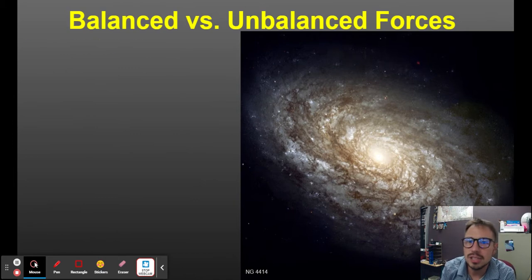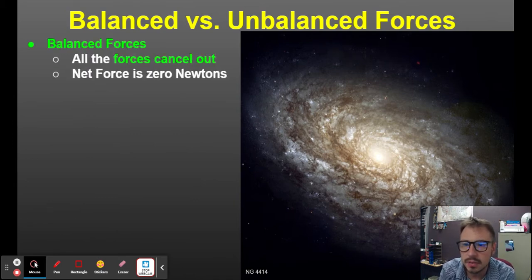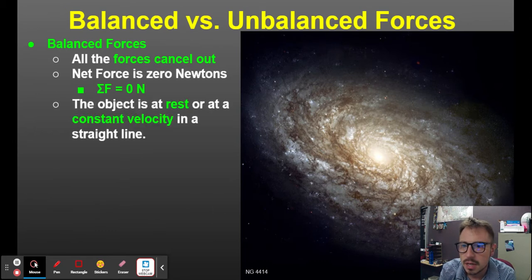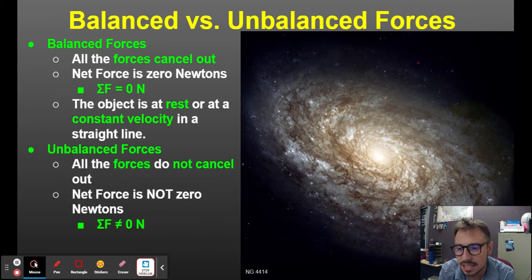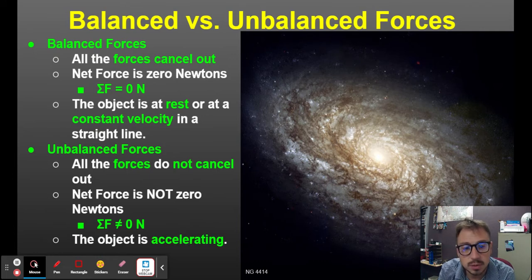All right, so now let's talk about balanced versus unbalanced forces. With balanced forces, all the forces cancel out. The net force is 0 newtons. The object is at rest or at a constant velocity in a straight line. With unbalanced forces, all the forces do not cancel out. The net force is not 0 newtons, and the object will be accelerating.